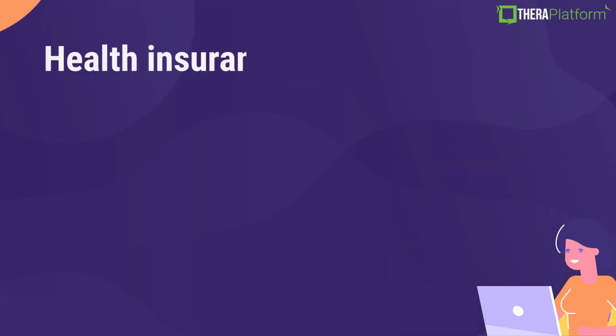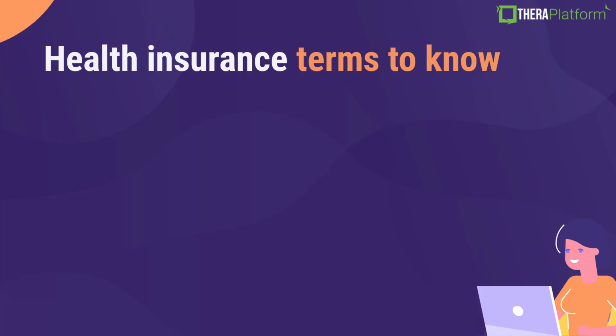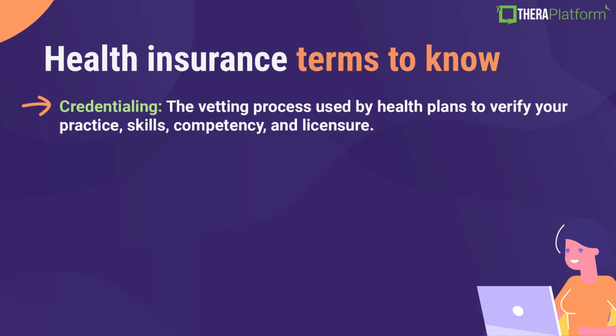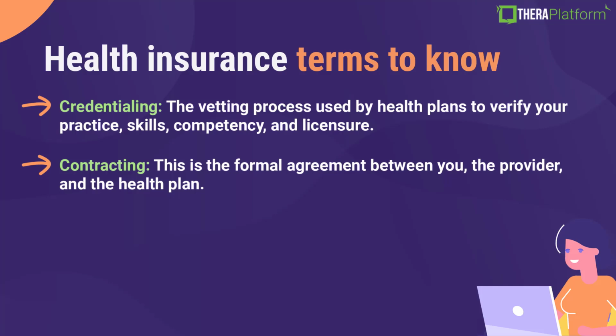Let's get started. Here are the 26 terms you should know. Number 1, credentialing. So credentialing is the vetting process used by health plans to verify your practice, your skills, and license. So if you plan on contracting with health insurance and accepting clients of this particular insurance, you have to go through this process. Another term is contracting. So once the insurance approves you to be on their panel, you will have this formal agreement between you, the provider, and the health plan.